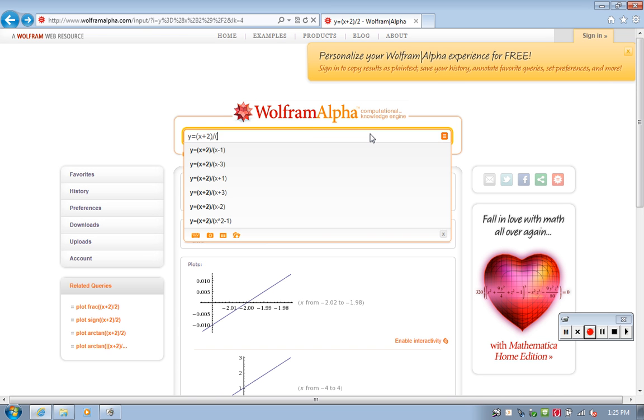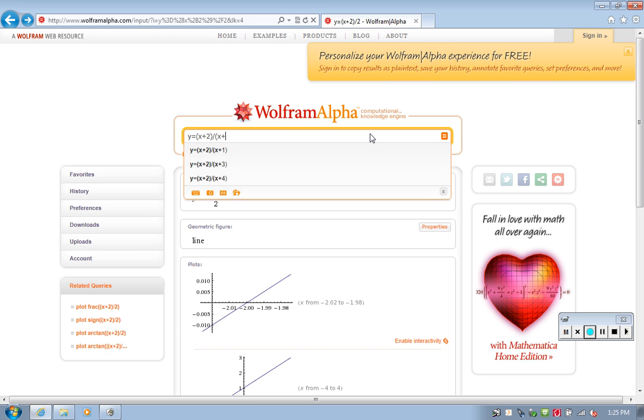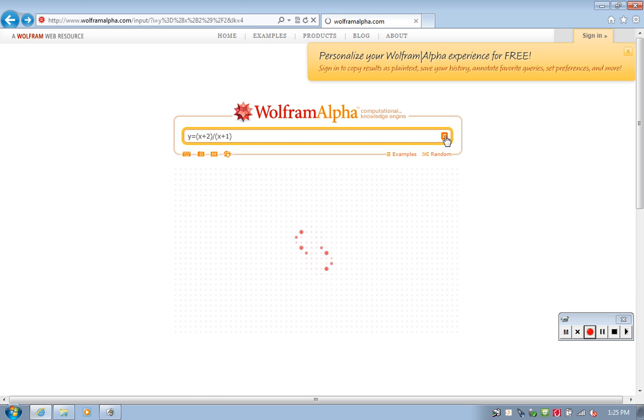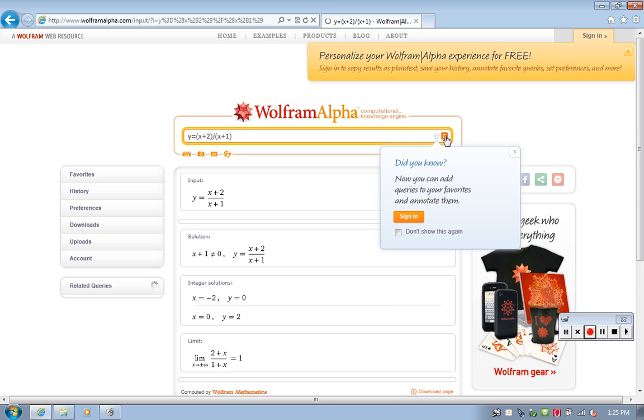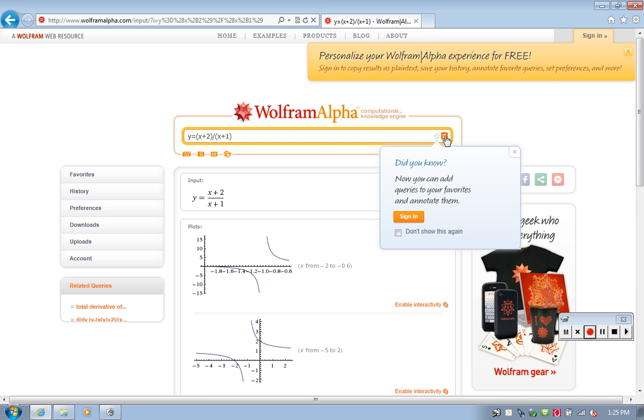It was x plus 2 divided by x plus 1. There she is. Graph it. And it looks like there's some asymptotes in here, like one at -1 and maybe one at 1 or something like that. Well, we'll figure out what's going on with this horizontal one in a minute.